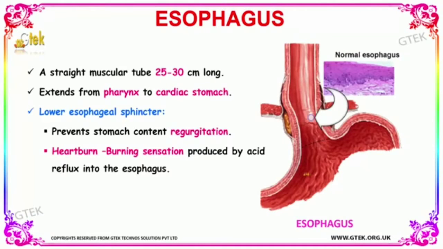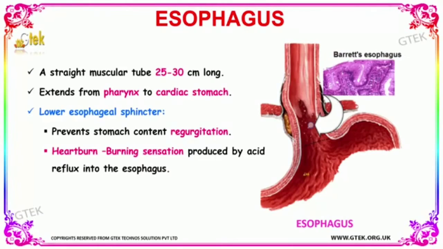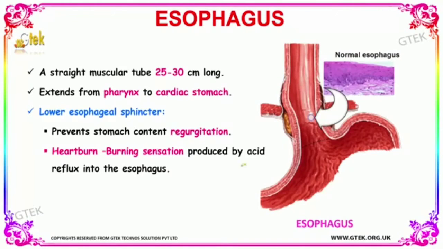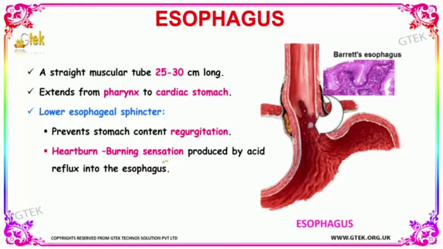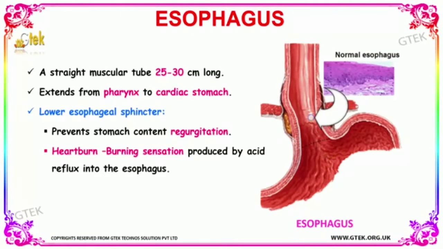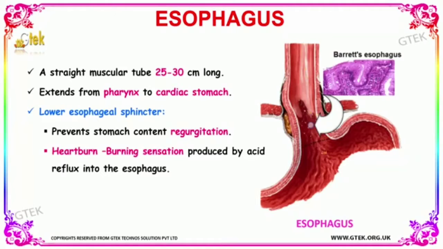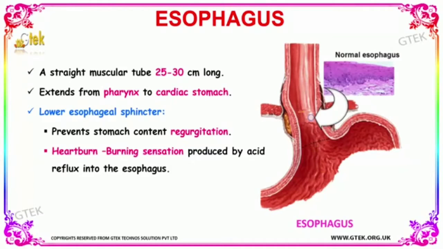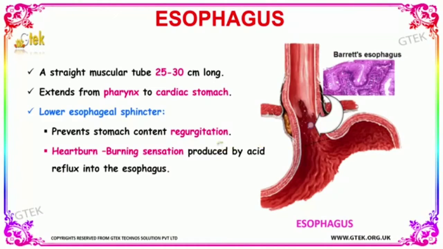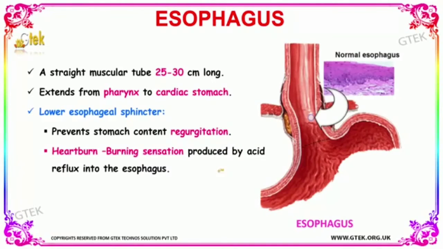And the esophageal sphincter also prevents heartburn, that is, the burning sensation that is produced by the entry of acid into the esophagus. These two situations are prevented by the esophageal sphincter.